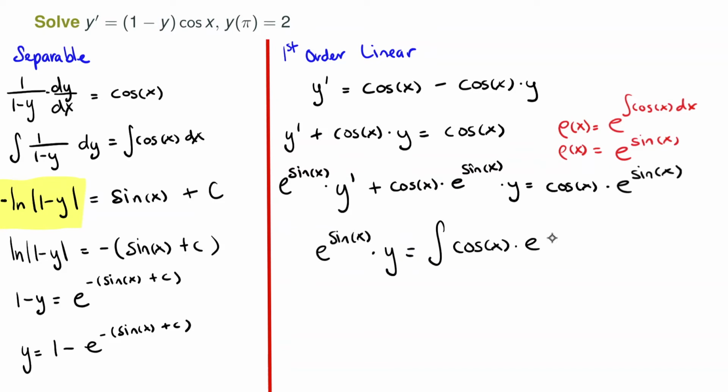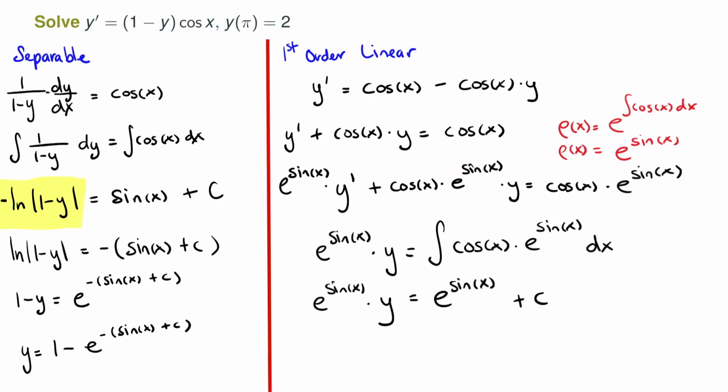Now, as we think about our integration techniques, we look here and we see this is a perfect example of u substitution. U is sine of x, du is cosine of x dx. The integral of e to the u is e to the u. So the right side becomes e to the sine of x plus c, and that was equal to e to sine of x times y. So we'll have our general equation when we solve for y.